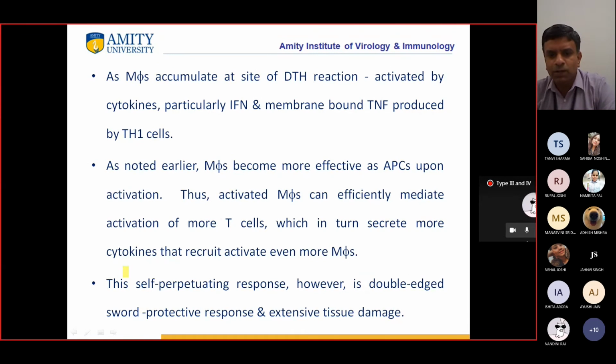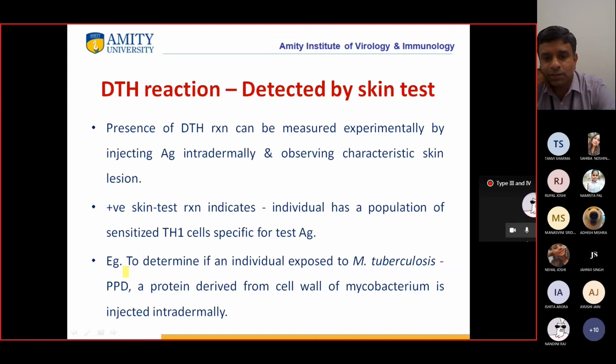So as macrophages accumulate at the site of the DTH reaction, activated by cytokines, I think the rest we have already discussed. This self-perpetuating response, however, is a double-edged sword: a protective response and extensive tissue damage. So this kind of reaction can be helpful as well as cause extensive tissue damage, okay. And I think we are left with just 2 more slides, so we'll see them.